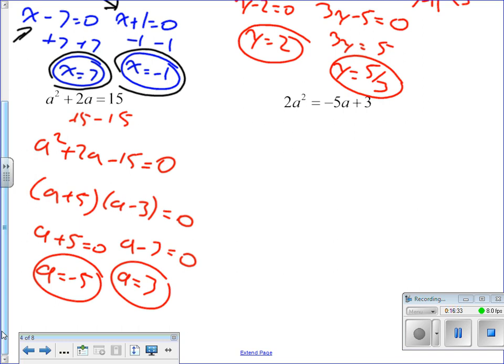Now, the other one, the next one. It's not equal to 0. I need to set it equal to 0. Here's a hint. You want your squares to be positive. Factoring is very difficult if your squares are not positive. You want your squares to be positive when you do this. In order to make that work, I need to do this. I need to add 5a and subtract 3 from both sides. So I get 2a squared plus 5a minus 3 is equal to 0.